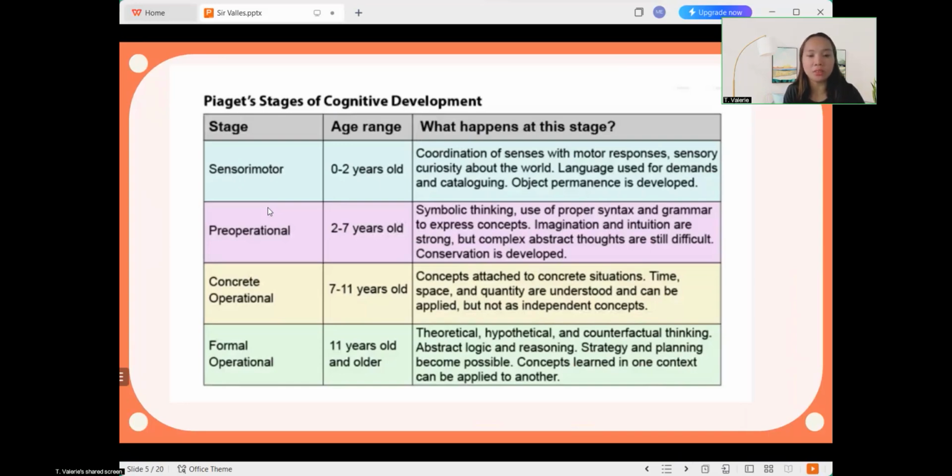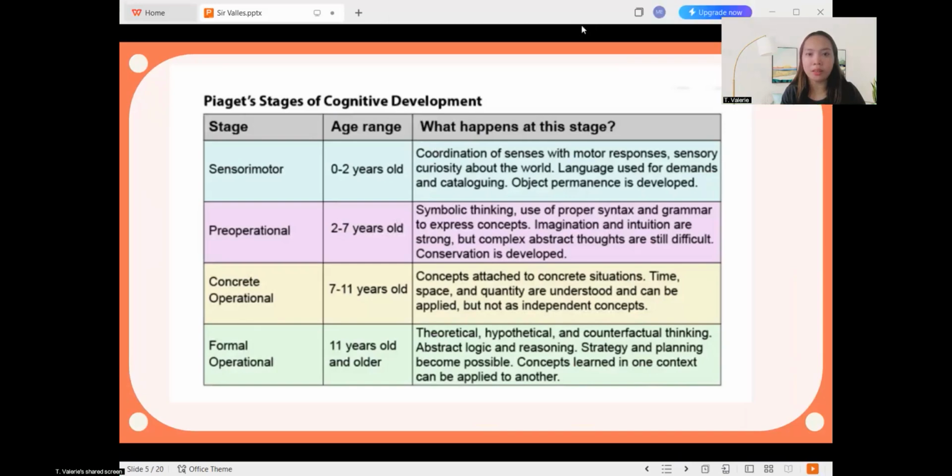Now let's have concrete operational, 7 to 11 years old. Concepts are attached to concrete situations; time, space, and quantity are understood and can be applied, but not as independent concepts. Now let's have the formal operational, 11 years old and older. Theoretical, hypothetical, and counterfactual thinking, abstract logic and reasoning, strategy and planning become possible during this stage. Concepts learned in one context can be applied to another. After this, we will dig deeper into each stage.